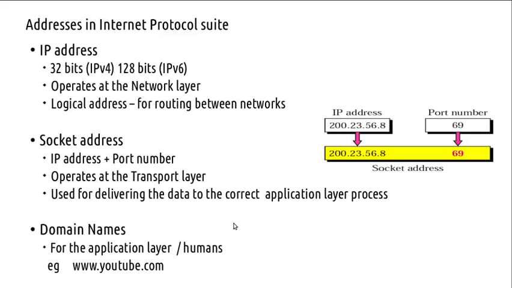Now the IP address is at the network level. It's at the network level. It has two variants as of now. There is a 32-bit IP address, IPv4 addresses, and 128-bit IPv6 addresses. So these two addresses are there.